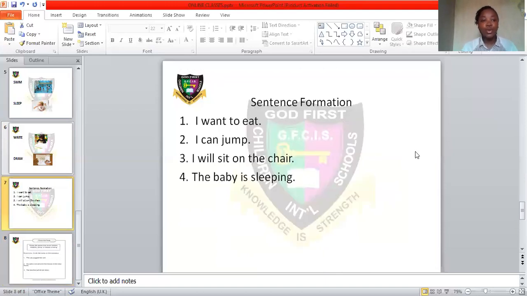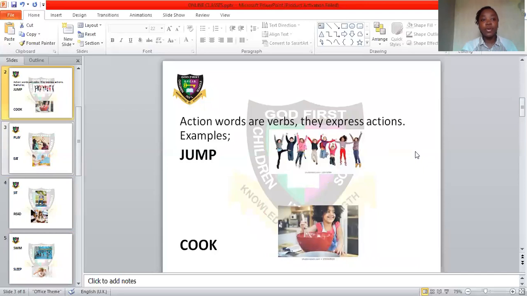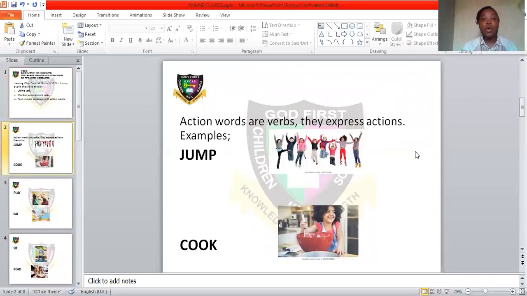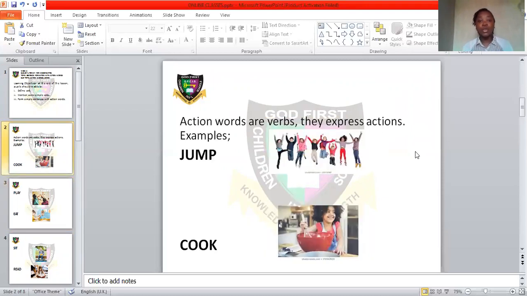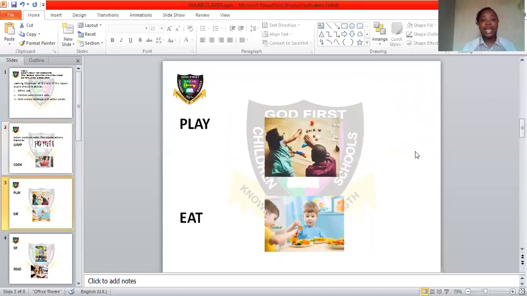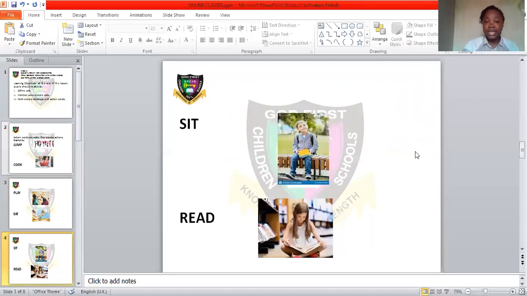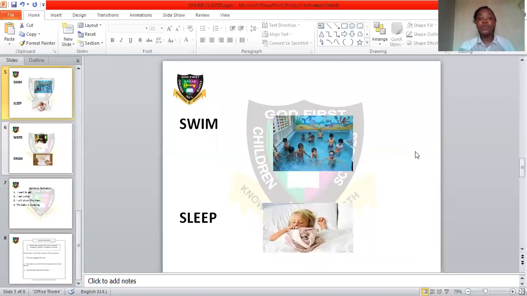Now let's go back to the examples of action words to refresh our memories. We said action words are verbs and they express actions. So we have jump as a verb. We have cook as a verb. Another example is play. Whenever we are playing, we are carrying out an action, and the action we are carrying out is we are playing. So the verb in our action is play. Also, we have eat, we have sit, we have read as examples of verbs.